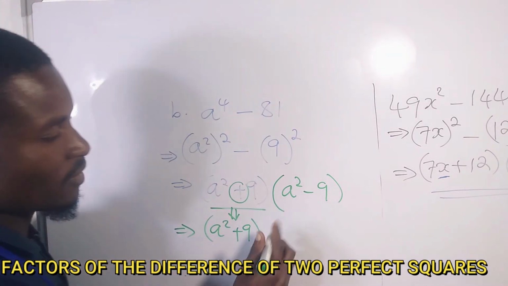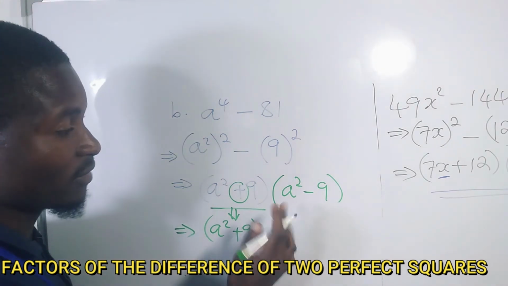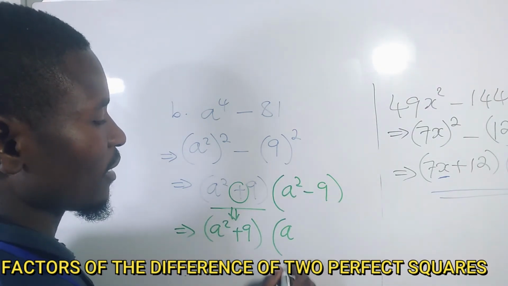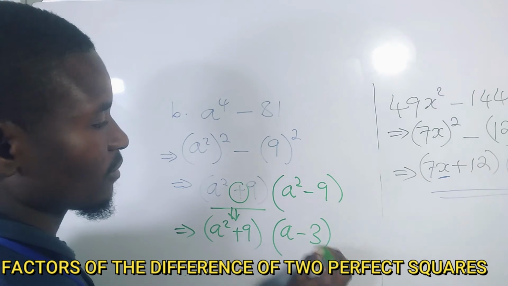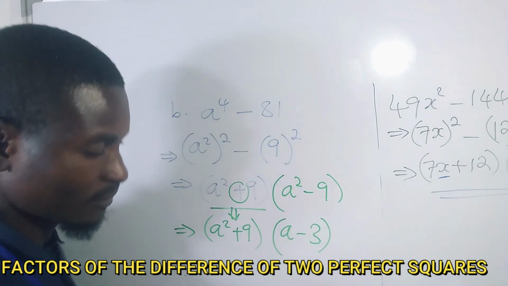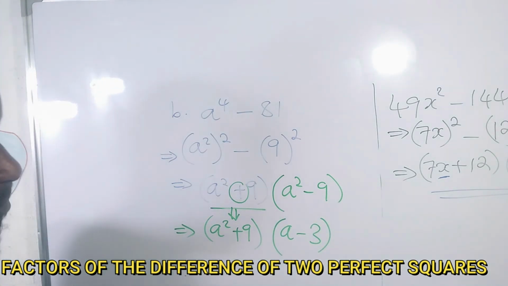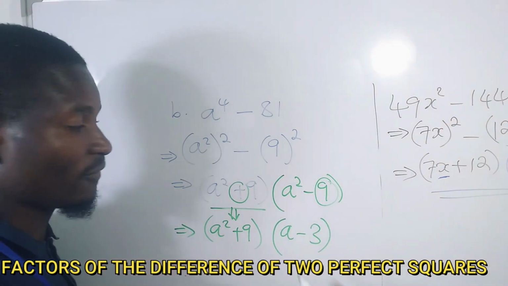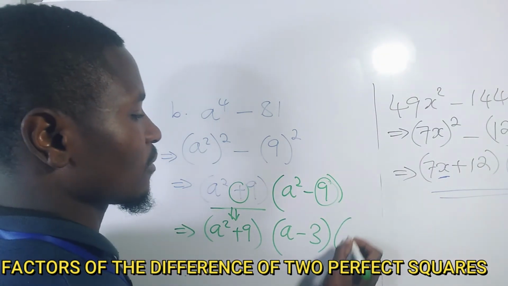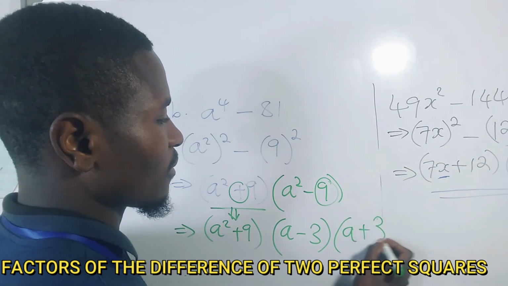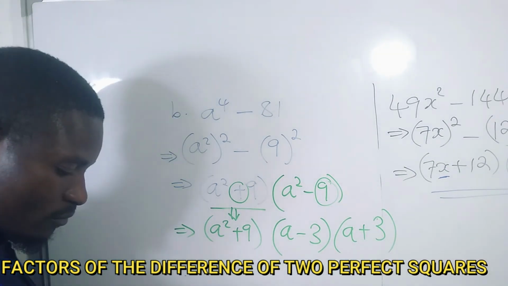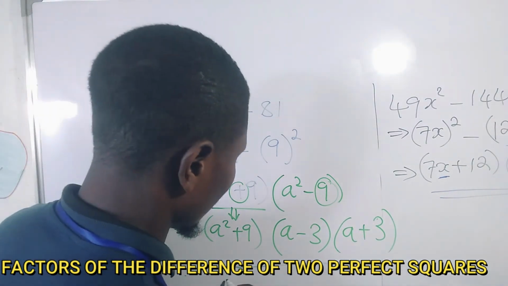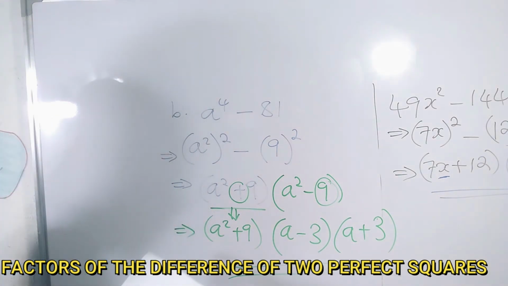So what you do is you break down this part. This is going to be a minus 3, the perfect square root of this one. So 9 is also the perfect square of 3, and then a plus 3. And that's how you can answer that question.